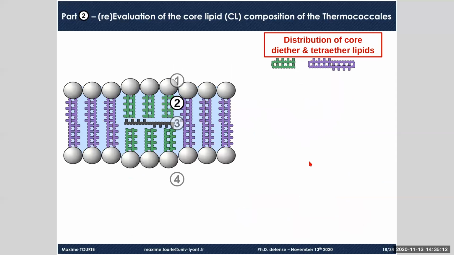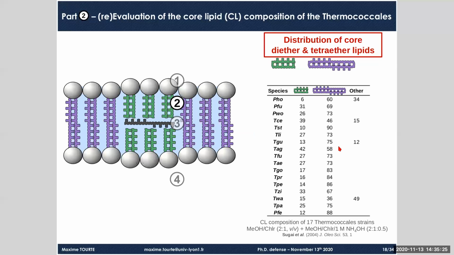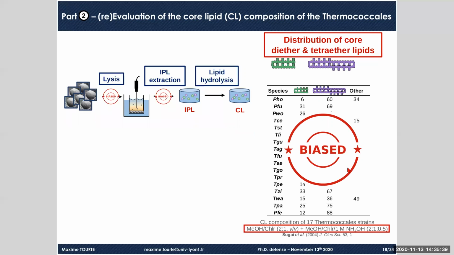To circumvent these limitations, we shifted our analysis to core lipids in Thermococcus barophilus. So we analyzed the lipids without their polar head groups again. The core lipid composition has been largely described in Thermococcales, as you can see here in this table by Sugai et al. in 2004. However, they usually proceeded by the same intact polar lipid extraction, and then they removed the polar head groups to analyze the core lipids. So their analysis should be biased as ours was.